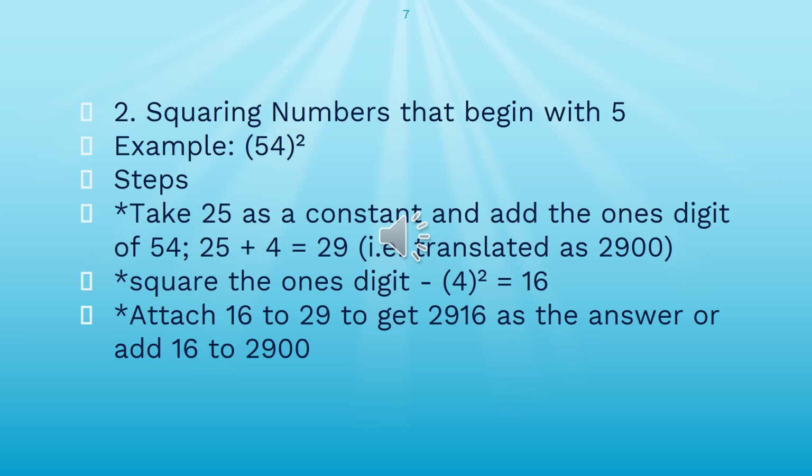And set this apart, 29. Next, we will square the ones digit, which is still 4. Squaring 4 gives us 16. In this last step, we attach 29 and 16, or simply annex 16 to 29, to get 2916. And that's how easy this shortcut is.